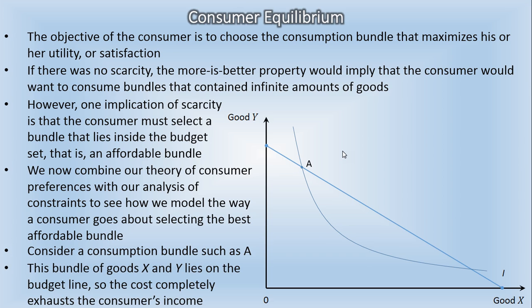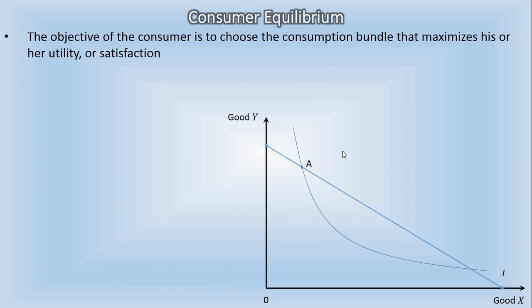The bundle of goods X and Y lies on the budget line as mentioned, so the cost completely exhausts the consumer's income. The objective of the consumer, though, is to choose a consumption bundle that maximizes his or her utility or satisfaction. So then the question is, can the consumer do better than this? What do you think?